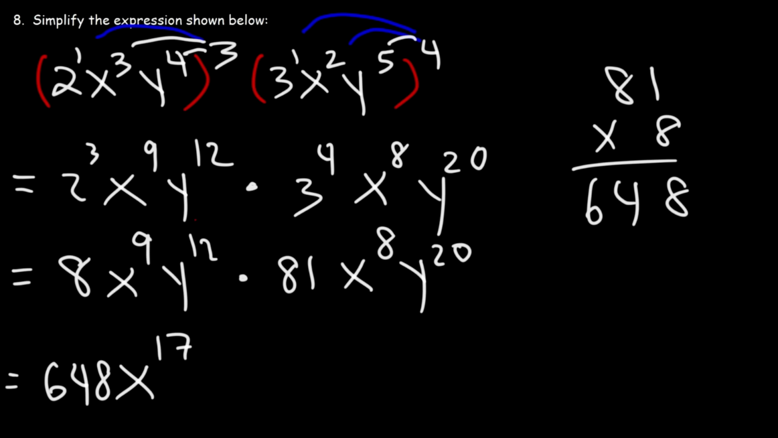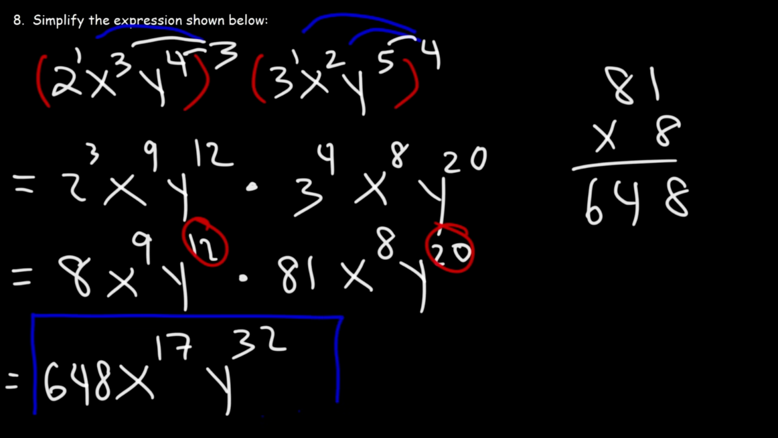Now, let's multiply y to the 12th by y to the 20. So we need to add 12 plus 20, and that's going to give us 32. So this right here is the final answer. 648 x to the 17th power, y to the 32. That's it.